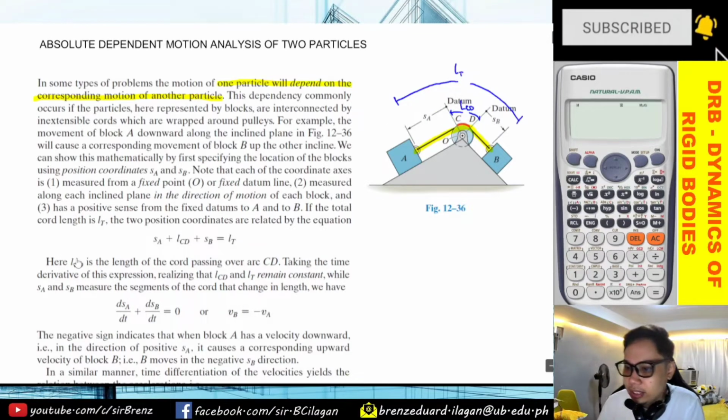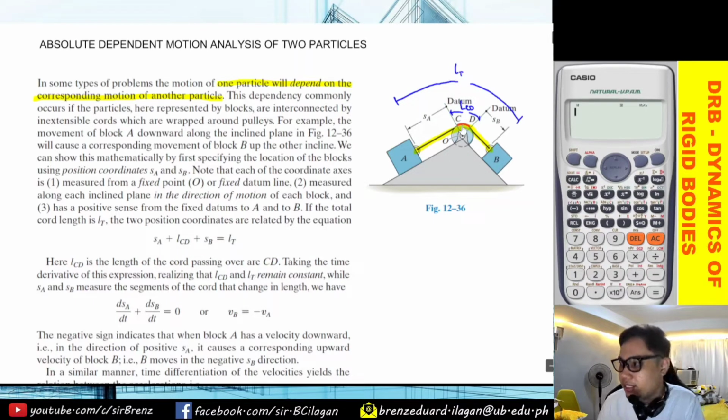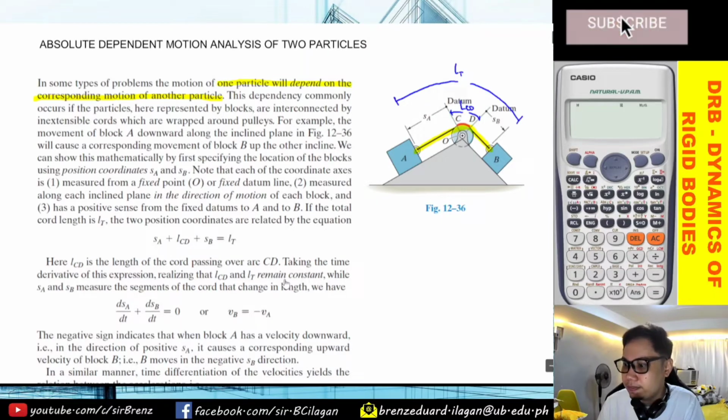Ayan, ito. Here, L sub CD is the length of the cord passing over the CD. Ito nga yung sinasabi ko. Ito yung CD natin, L sub CD. Ayan, yung nakapula.